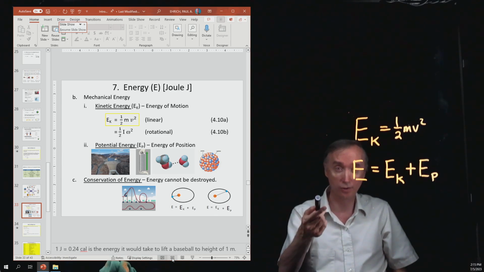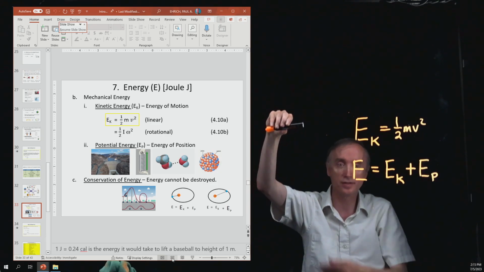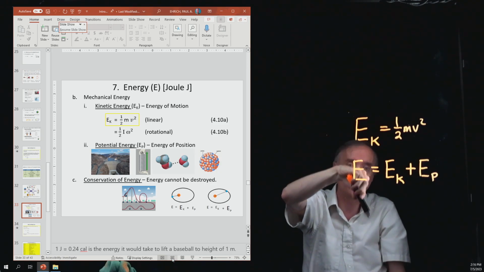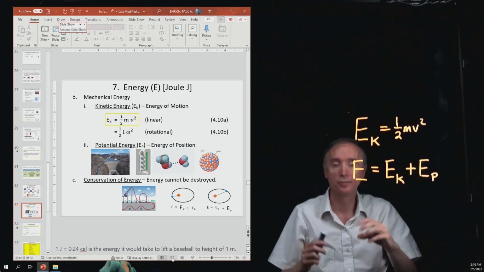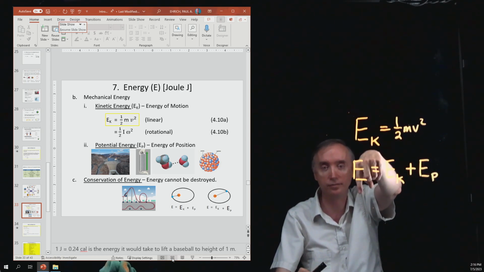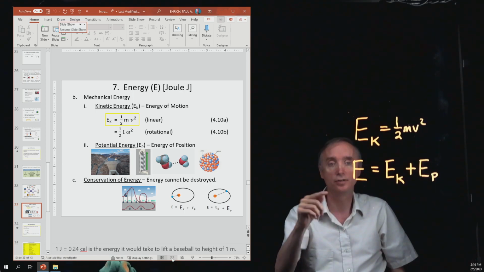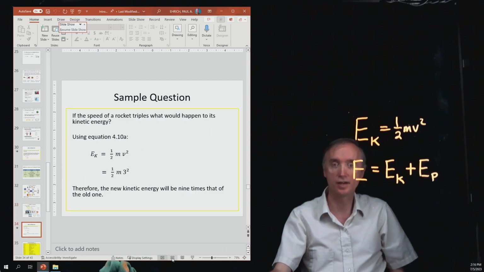So for example, the roller coaster. When the roller coaster is up here, it has a lot of potential energy. Then as it starts on its way down, it loses potential energy, but it goes faster. It gains kinetic energy. Planets will do the same thing. As a planet gets closer to the sun, it loses potential energy, but it gains kinetic energy. So it goes faster the closer it gets to the sun. So, sample question here.